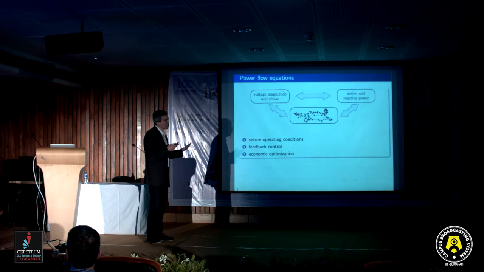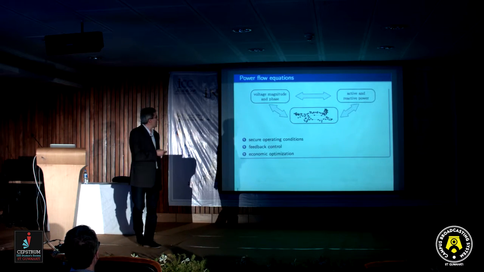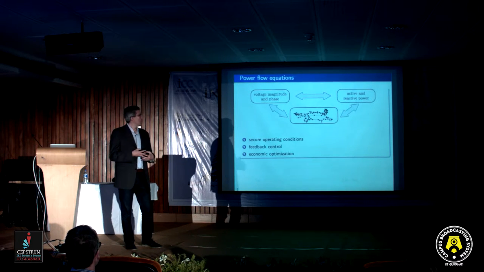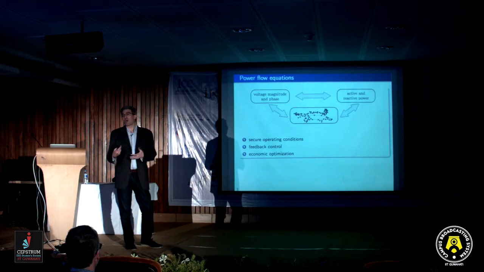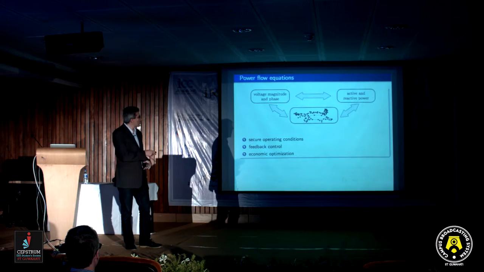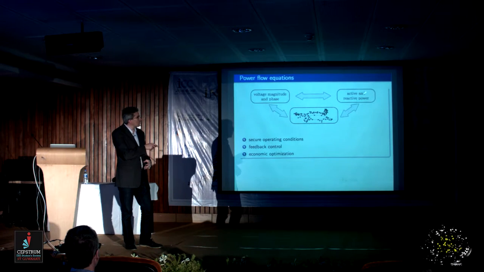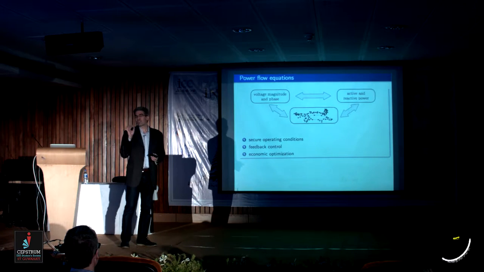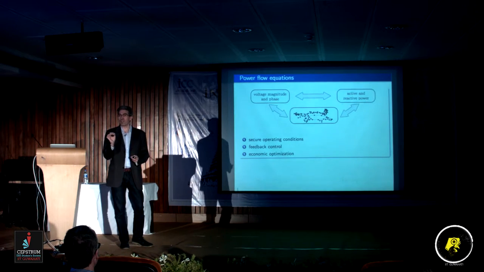They have to do with power flow equations. What do they do? They relate the voltage magnitude and phase with the active and reactive power injection and with the network topology, right? At each node, you have injection of active and reactive power. At each node, the voltage is a phasor, described by a magnitude and a phase.